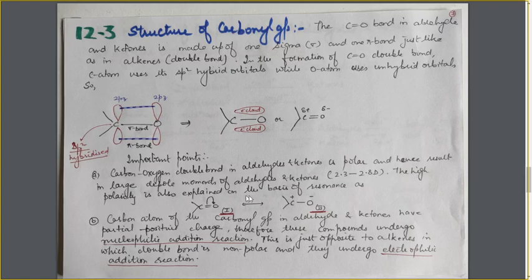The high polarity is also explained on the basis of resonance. This carbonyl group also shows resonance. In this way, the double bond moves to the oxygen atom, giving rise to this structure. Although this structure is quite unstable because the carbon atom does not have a complete octet, it is somewhat responsible for the polar nature of the C=O group, as the oxygen atom has a negative charge and the carbon atom has a positive charge. That's why it simply supports the polar nature of the carbonyl group.